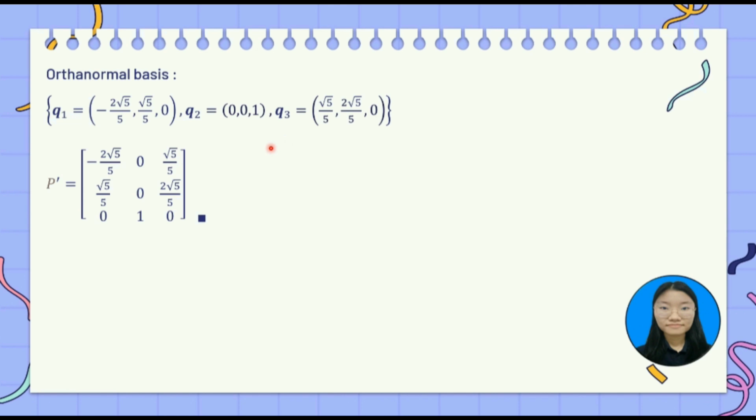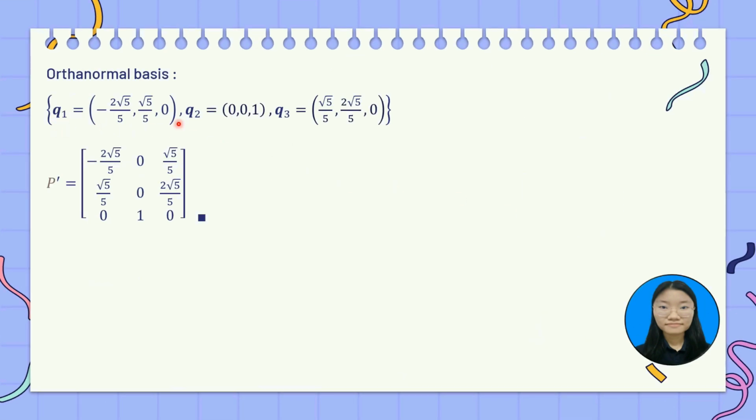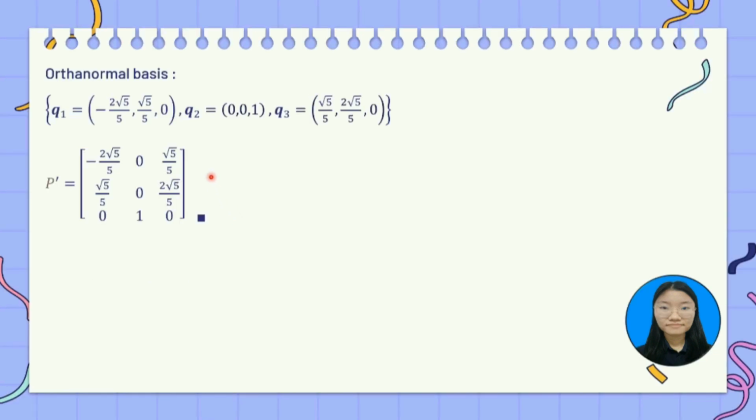Lastly, we rewrite them in the form of orthonormal bases as shown in the slide. Finally, we get P prime from the orthonormal set, which equals -2√5/5, √5/5, 0, 0, 0, 1, √5/5, 2√5/5, 0.